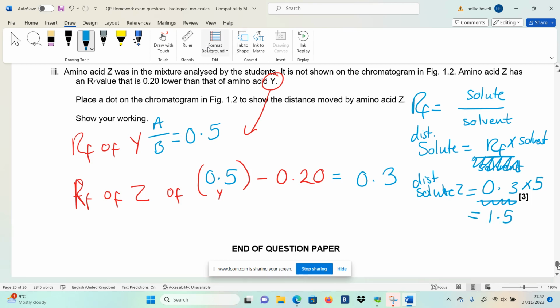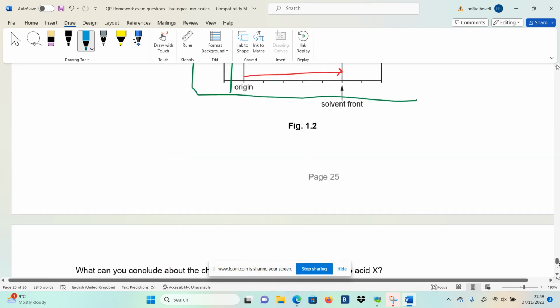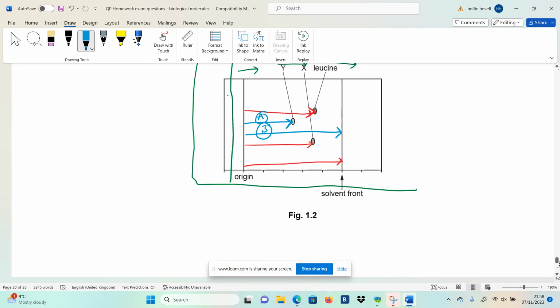And then the last step you should have done, so let's just put these in order. Make sure the examiner knows the order your workings go in. Separate them off if they're merging into each other like mine. So the answer 1.5, you then had to plot it on. So you just measured 1.5 from there, and you should have drawn your X there and labelled it Z. So there was a lot to that one. It was tricky, long one.